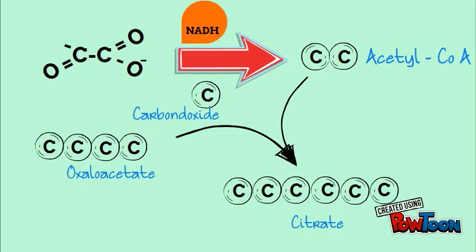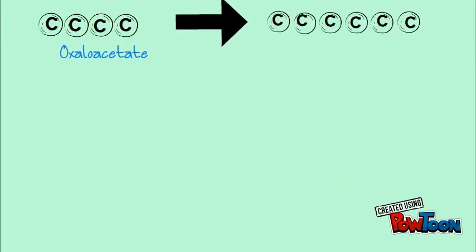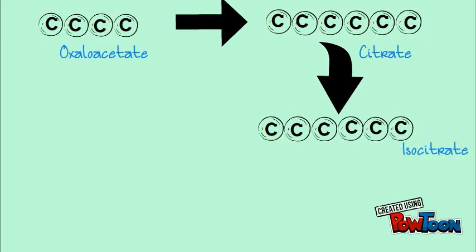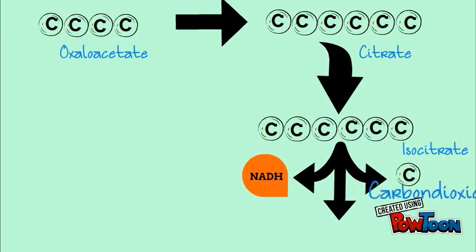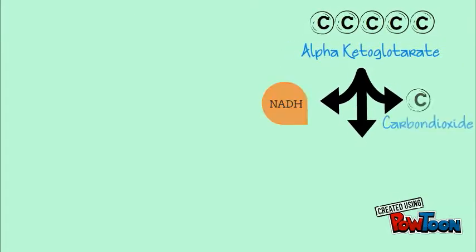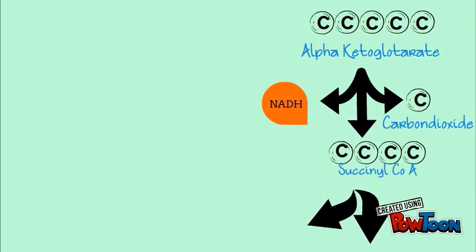One NADH molecule and one carbon dioxide molecule will be produced. This acetyl-CoA will connect with oxaloacetate and form citrate. Formed citrate will convert into isocitrate. It will remove one carbon molecule as carbon dioxide and will produce alpha-ketoglutarate. And one NADH molecule will release. This will convert to succinyl-CoA by producing one carbon dioxide and NADH.